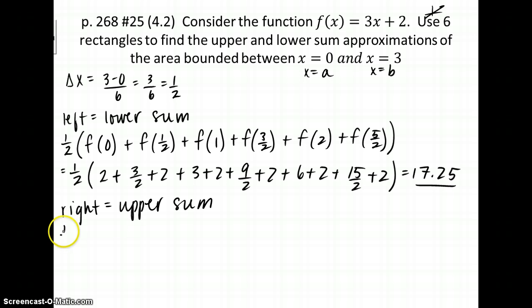Now for the quiz tomorrow, I would just need to see what the function values are. So the right endpoint starts at a plus delta x, and then we add intervals of a half until we get to the value of b.